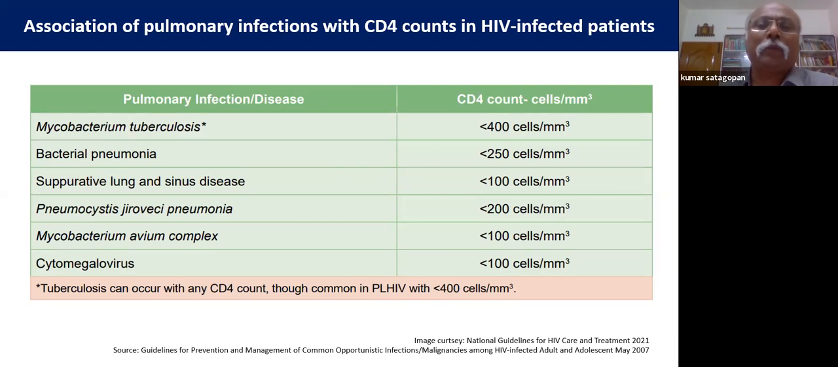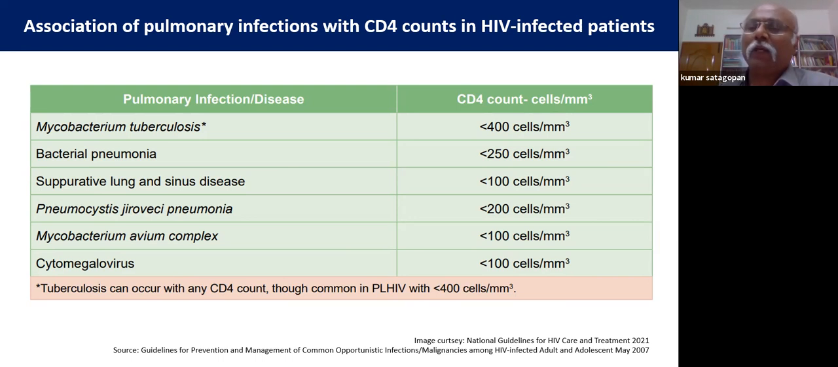Mycobacterium tuberculosis infection usually comes at around less than 400, but it can come with any CD4 count. The common is less than 400, stage 3, and extrapulmonary is stage 4. Then the bacterial pneumonias come when the CD4 is less than 250, and also suppurative lung and sinus diseases at less than 100. Then PCP, or Pneumocystis jirovecii pneumonia, at less than 200 cells. Usually 90% of PCP infections come when the CD4 is less than 200.